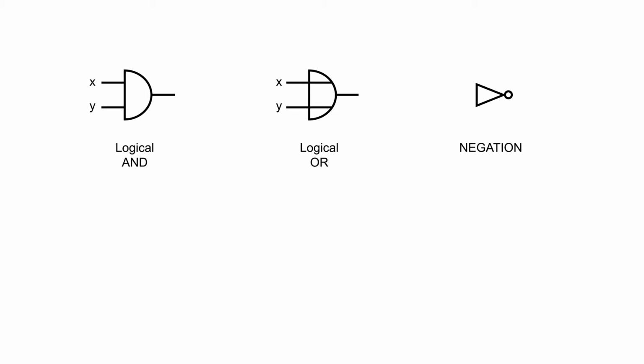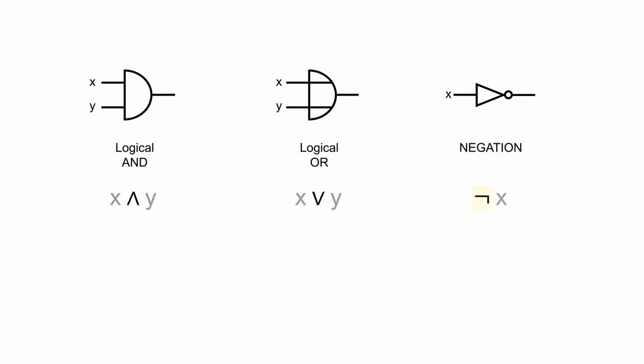The logic function negation, on the other hand, is a function of one variable and has one input and one output. The respective operation between the two variables is represented by this symbol for the logic function AND and by this symbol for the logic function OR. The negation is depicted as this symbol.